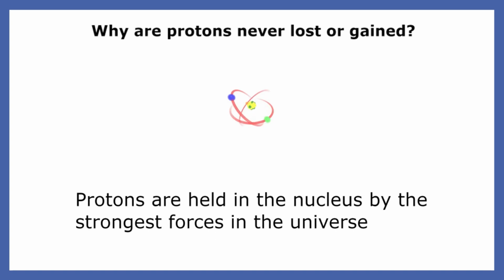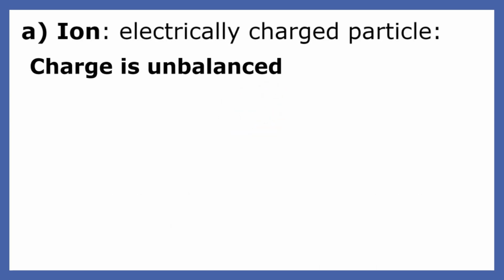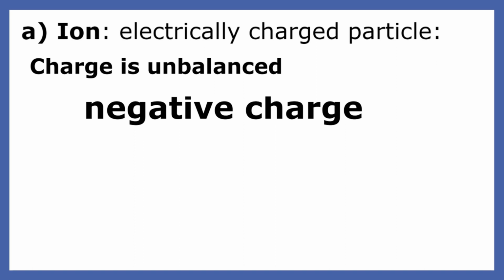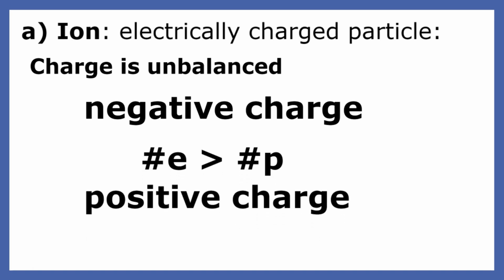So remember that when charge is transferred, only electrons, not protons and neutrons, are gained or lost. Protons and neutrons are actually held in the nucleus by an extremely strong force called the strong nuclear force. Ions, or any charged object, have an imbalance of charge. Negatively charged objects have more electrons than protons. Positively charged objects, or ions, have more protons than electrons.